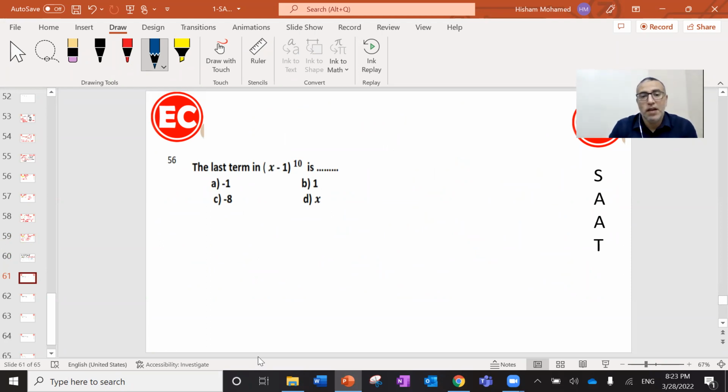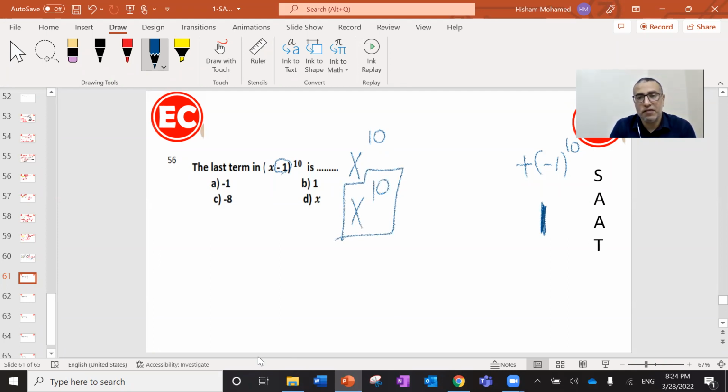For example, x minus 1 power 10. The first term is x power 10, and the last term is negative 1 power 10. Notice that I took the second term as negative. So the first term is x power 10, and the last term is negative 1 to the power of even, which is equal to 1. So the right answer is B.